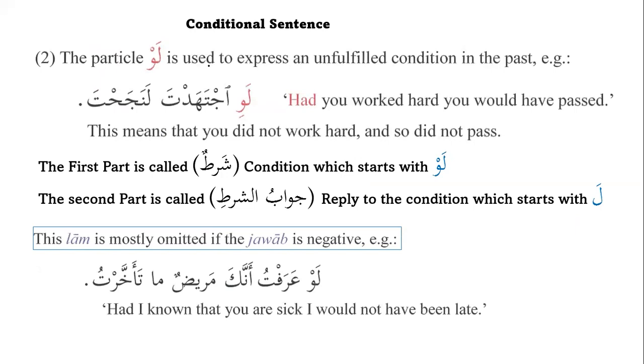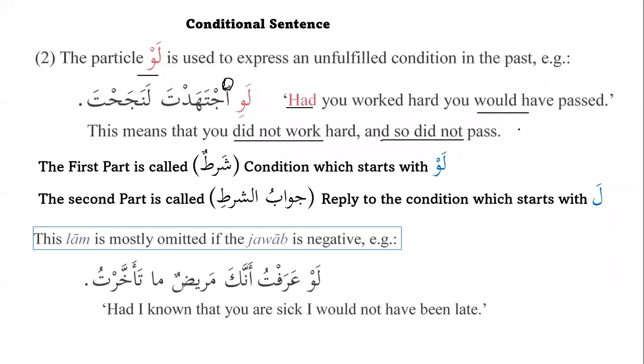Point number 2, conditional sentence. The particle law, as we can see here, is used to express an unfulfilled condition in the past. We know that law has a sakin waw, so we will say mabniyun ala sukun. But when we connect it with a word that has hamzatul wasl, as we can see here, ijtahatta, we will say lawijtahatta lanajahta. Had you worked hard, you would have passed. So that means that you did not work hard and so you did not pass. It is basically used for the combination of had and would.